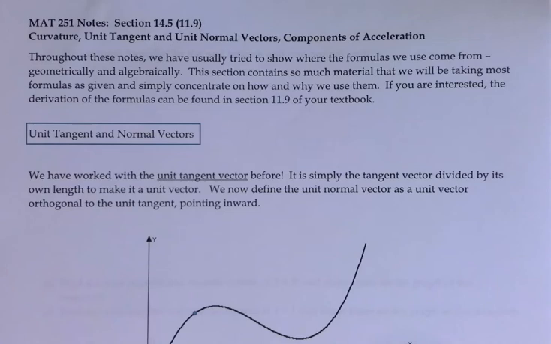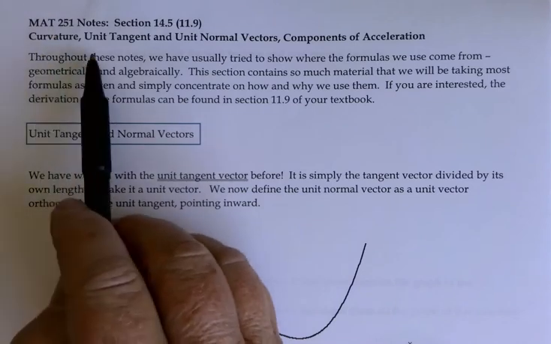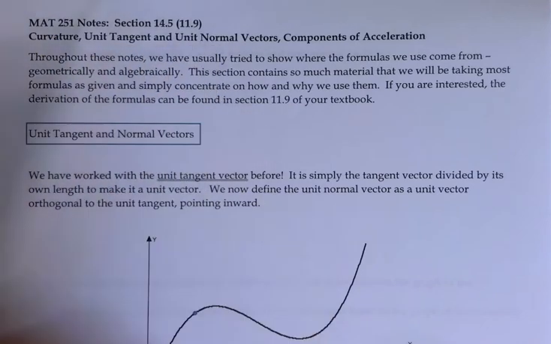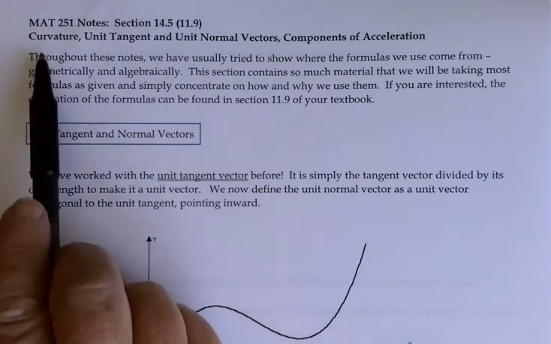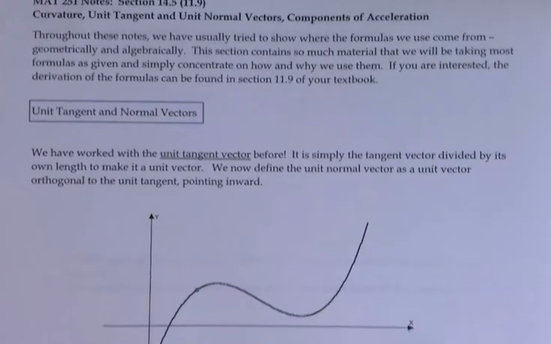This is Math 251, and we're looking at section 11.9. We're going to be talking about a few different things here in terms of vector-valued functions. We'll look at the unit tangent and unit normal vectors first, and then we'll take a look at curvature and components of acceleration. So starting with the unit tangent and unit normal.